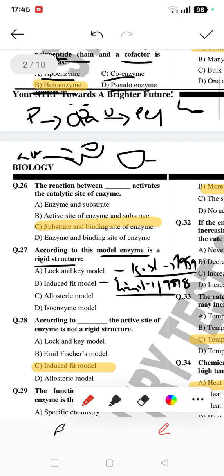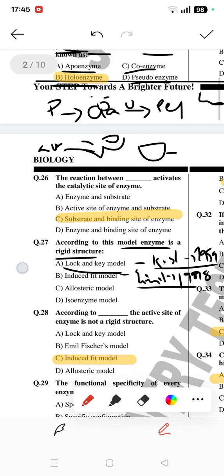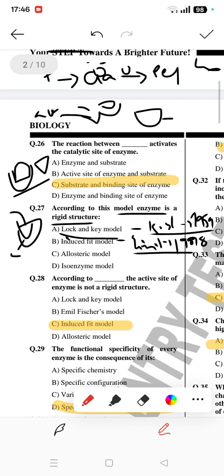The lock and key model says that if there's a lock, we need a particular key to unlock it, right? In the same way, not any substrate could bind to any enzyme. We need a particular one. So if the shape is like this, we need a substrate of this shape, not a triangle shape. So according to the lock and key model, the enzyme is a rigid structure.